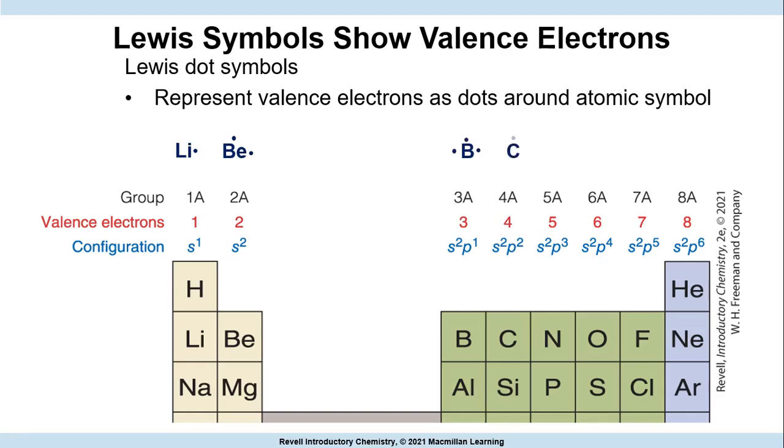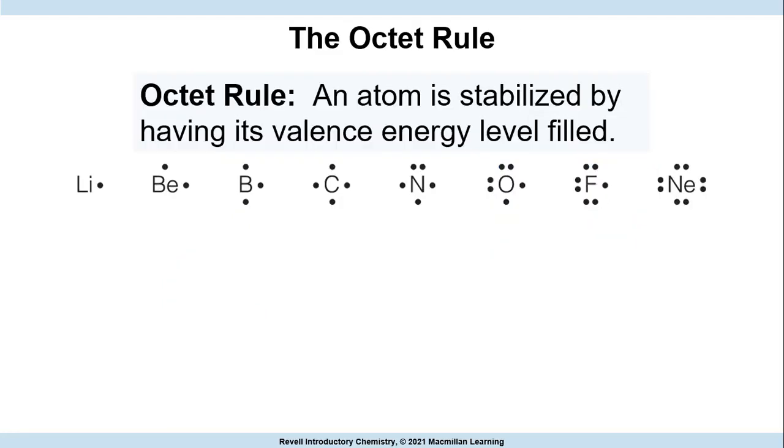For carbon, carbon is found in group 4, we have 4 valence electrons, so 4 dots. For nitrogen, nitrogen is found in group 5, you have 5 valence electrons. For oxygen, it is found in group 6, and it will have 6 valence electrons. Fluorine is found in group 7, and it will have 7 valence electrons. And neon is found in group 8, so it will have 8 valence electrons. These are the Lewis symbols, and they show us the number of valence electrons.